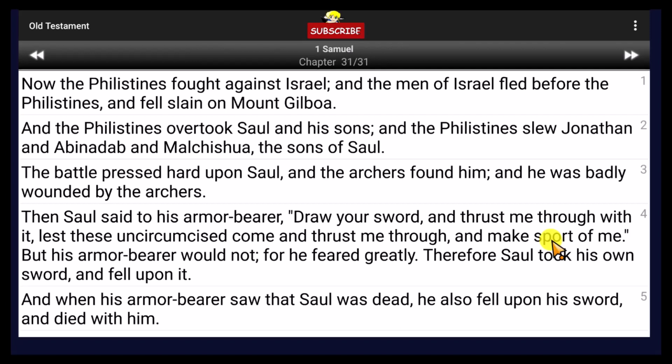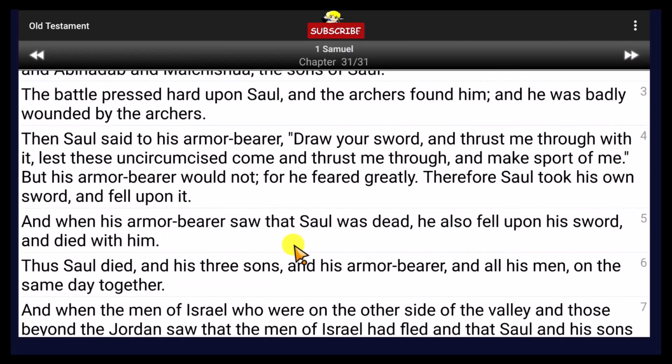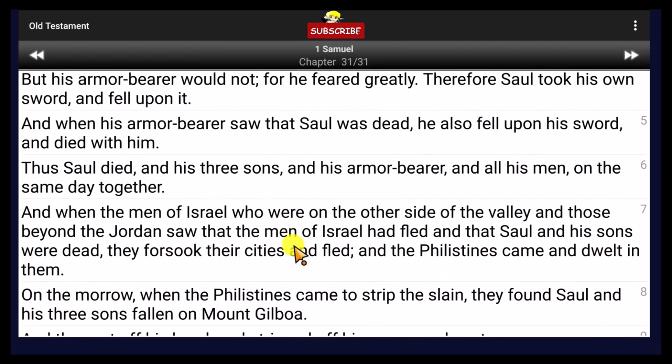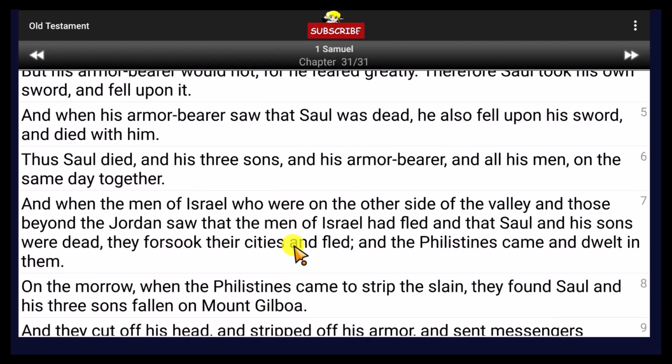And so he killed himself. I don't know what you make of Saul's actions. If you were Saul, what would you have done? Would you have taken your own life, or would you have waited for your enemies to come and capture you? So let's continue reading verse 5.